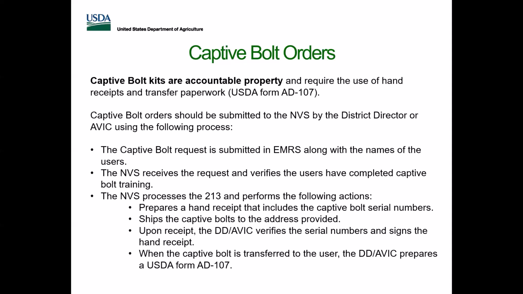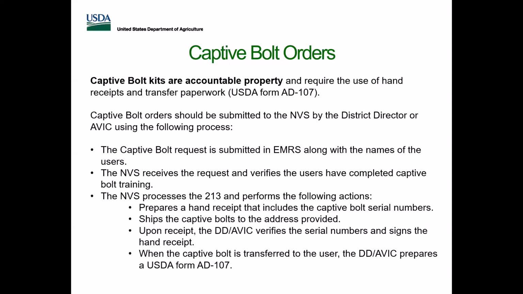So the captive bolts themselves, district directors and ABICs are who should order them. We don't ship these out typically to very many people, and we like there to be some fairly high level oversight when we do. So the request is submitted through EMRS just as you would any other item of equipment, except there's remarks fields and so forth. You would have the names of the users, and that's important because we need to check and make sure that the users have received training.